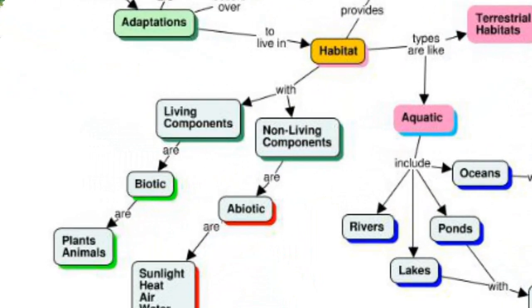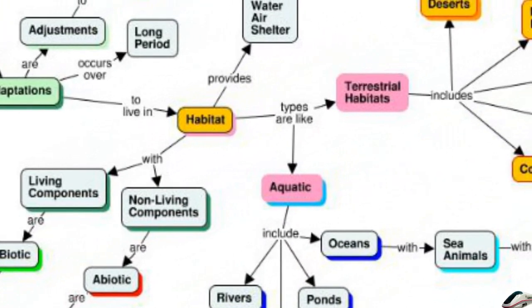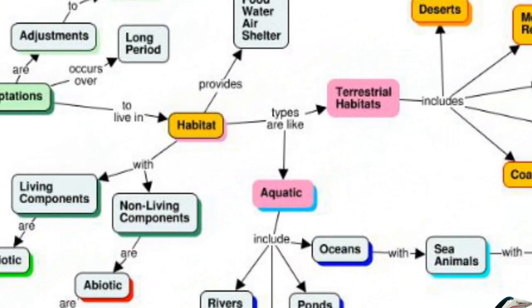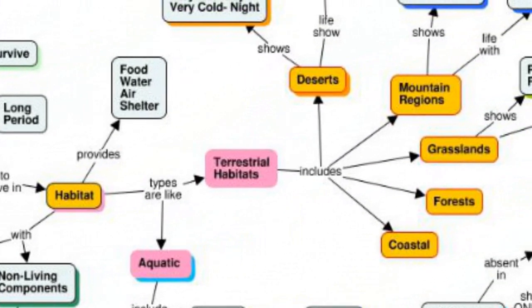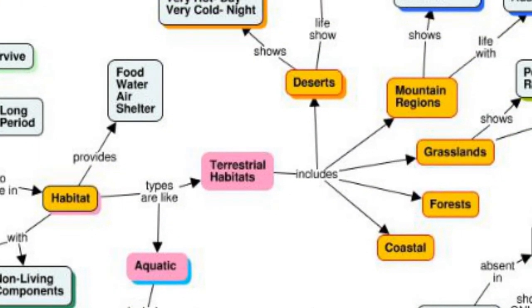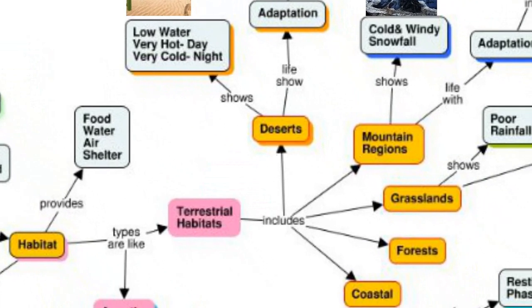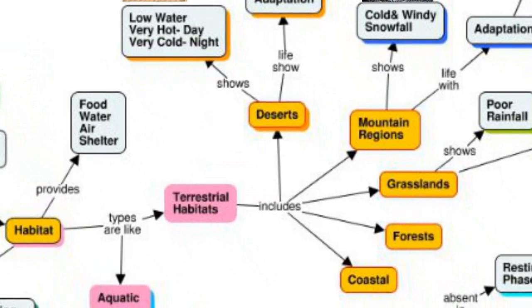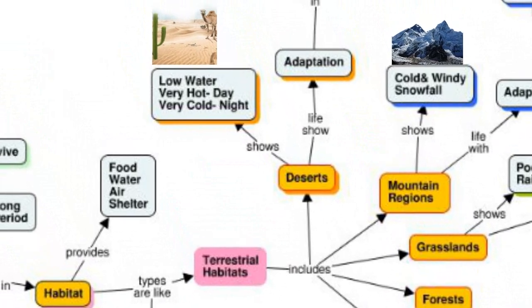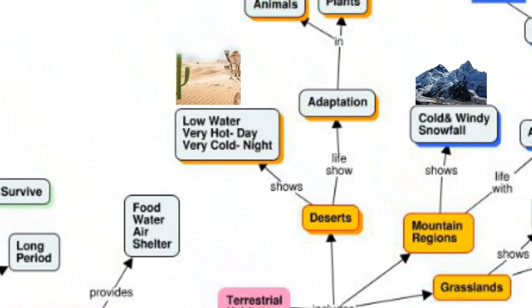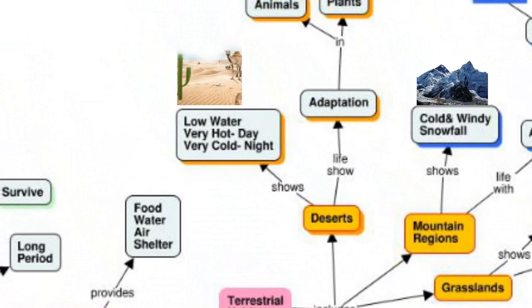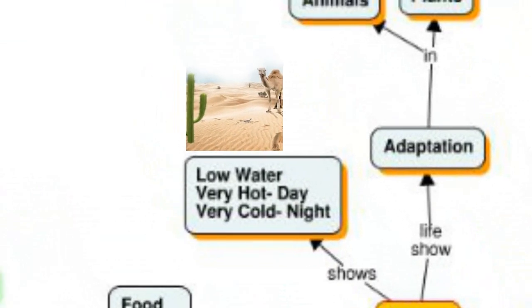Habitats are of two types. They are terrestrial habitats and aquatic habitats. First we'll discuss the terrestrial habitats. Terrestrial habitats include deserts, mountain regions, grasslands, forest and coastal. Now we'll discuss the deserts. Deserts are very hot, as you all know, and deserts have very little water, and deserts are very cold at night.